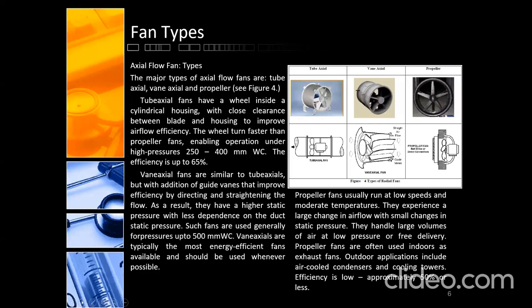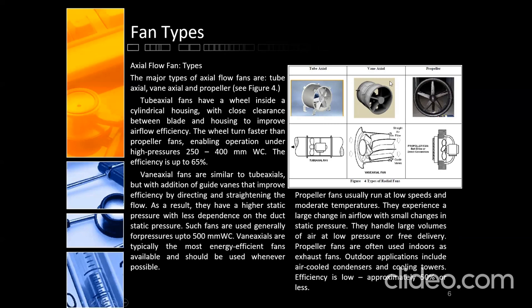Next, axial flow fans. Ito yung mga axial flow fans. Major types of axial flow fans are the tube axial, vane axial, and propellers. Tube axial fans have wheels inside a cylindrical housing with close clearance between blade and housing. See yan, gap yan, yung gap. To improve airflow efficiency, the wheel turns faster than propeller fan, enabling operation under high pressure 250 to 400 mm water column. The efficiency is up to 65%.